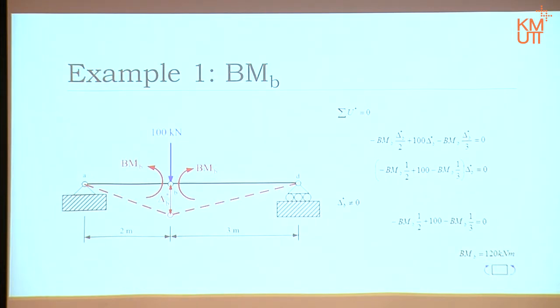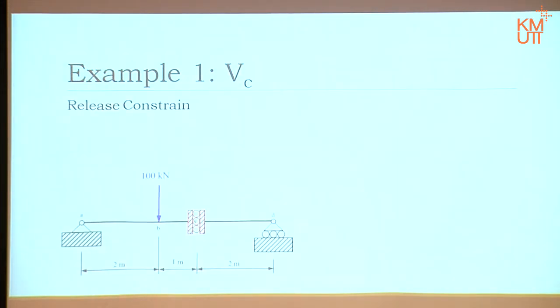The weak point is that every single calculation has to start from 0. Okay? So let's go back and find out the shear, the VC. Shear force at point C. Well, the question asks for bending moment at point B and shear force at point C. They ask for different points.